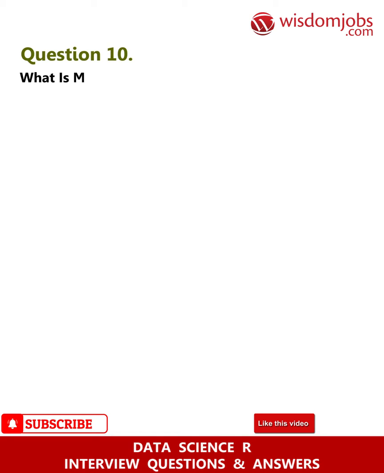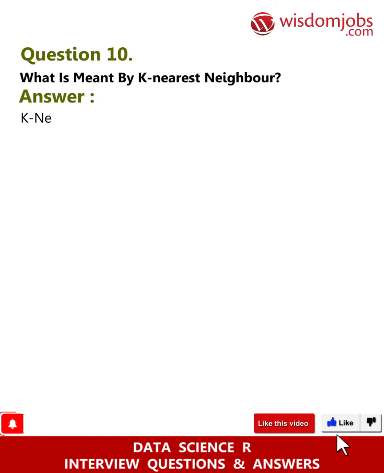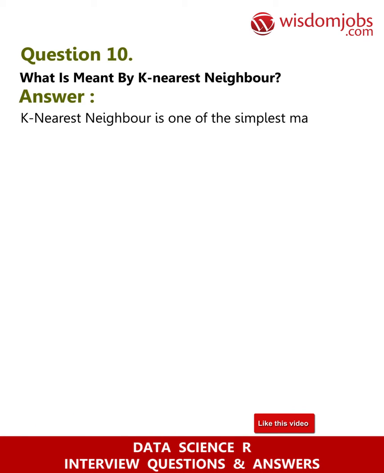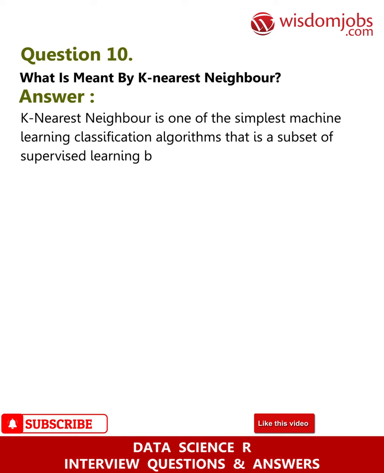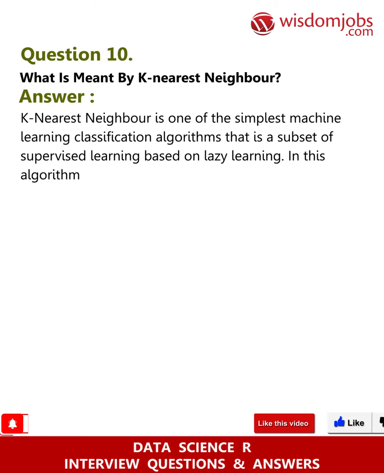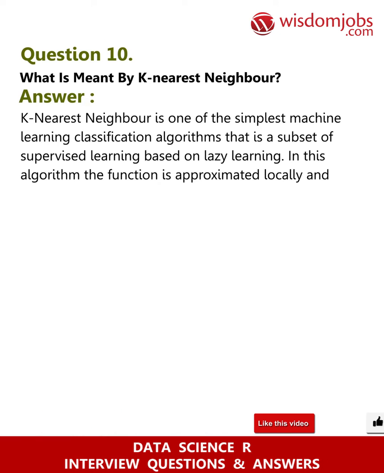Question 10. What is meant by k-nearest neighbor? Answer. K-nearest neighbor is one of the simplest machine learning classification algorithms, a subset of supervised learning based on lazy learning. In this algorithm, the function is approximated locally and any computations are deferred until classification.